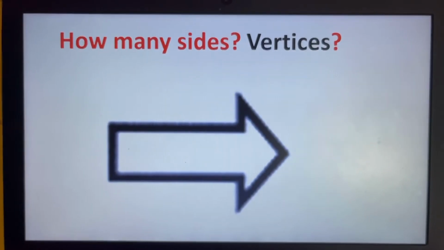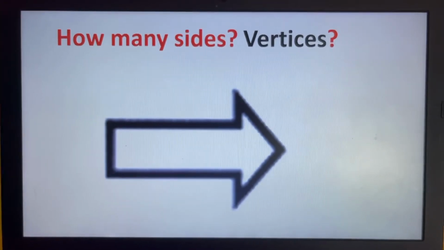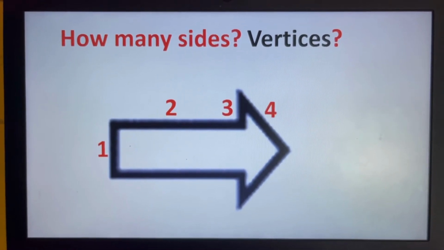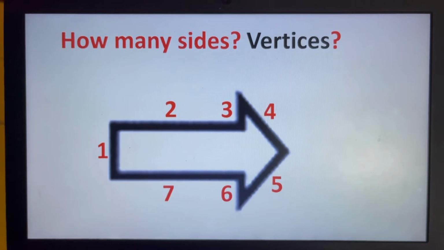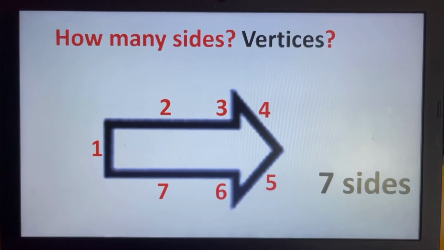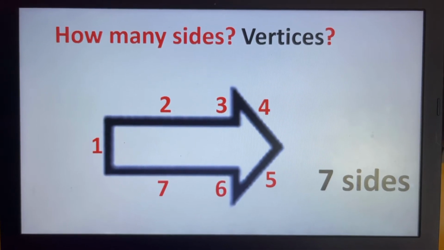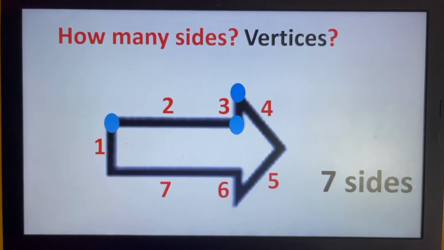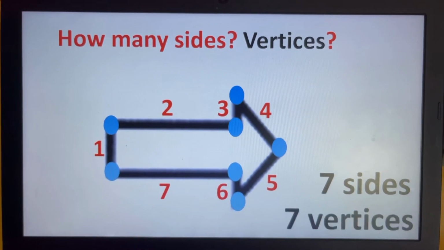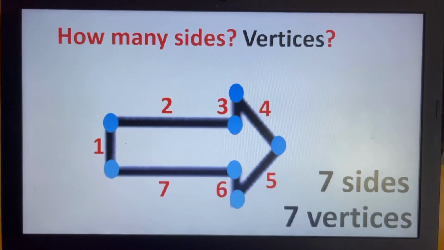Next, how many sides does this polygon have? 1, 2, 3, 4, 5, 6, 7. There are 7 sides in this polygon. How many vertices are there? 1, 2, 3, 4, 5, 6, 7. There are also 7 vertices in this polygon.